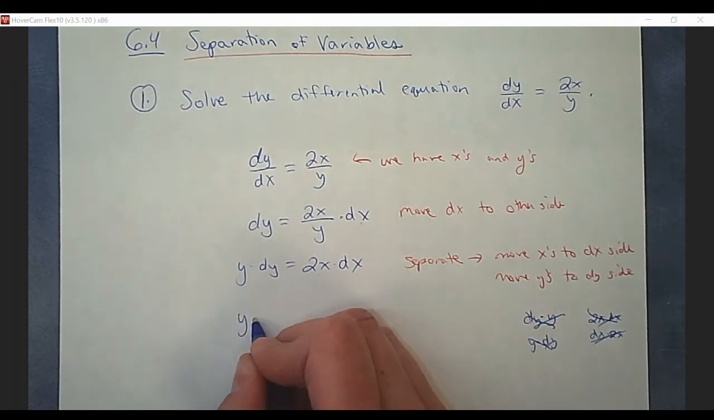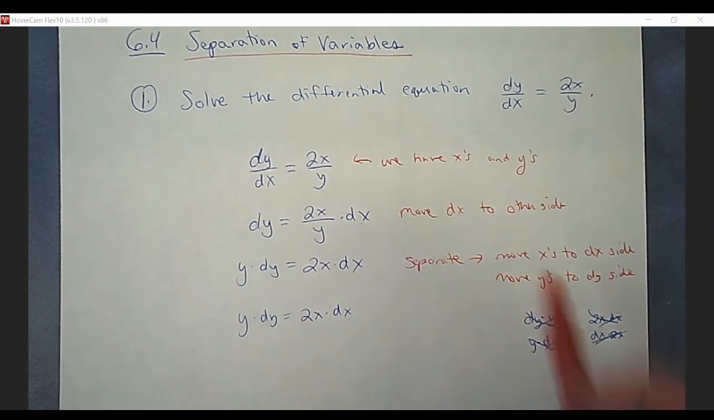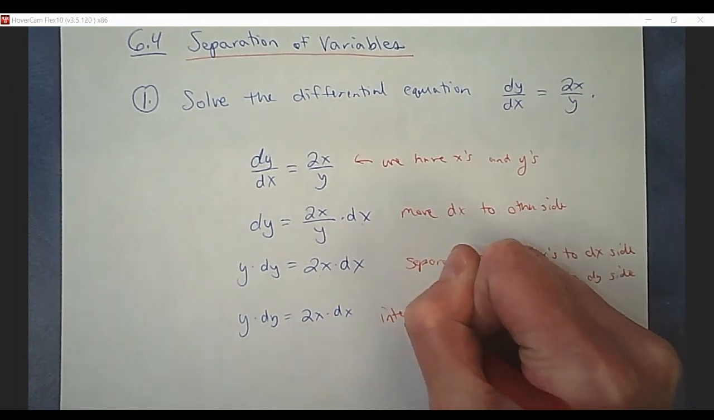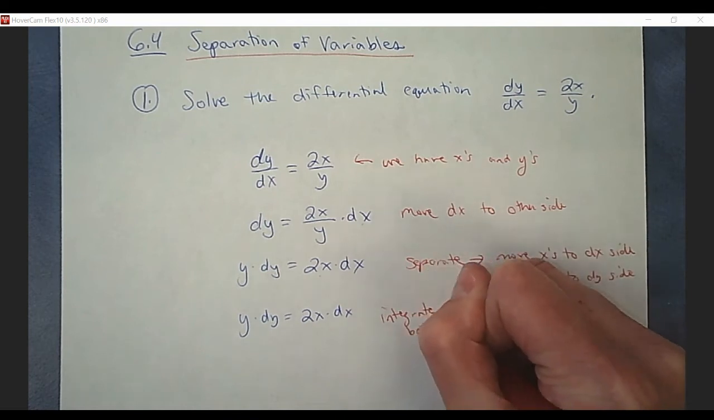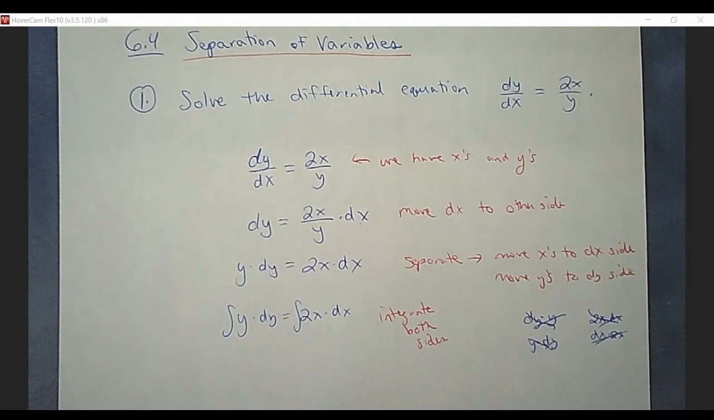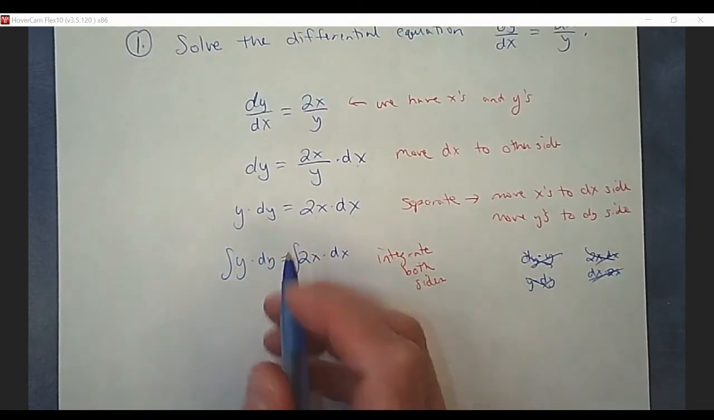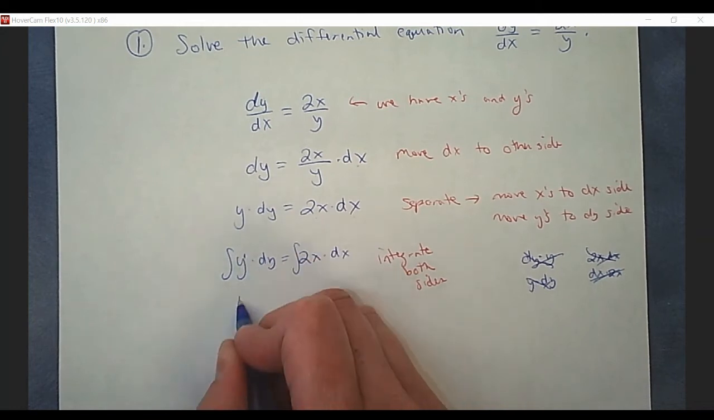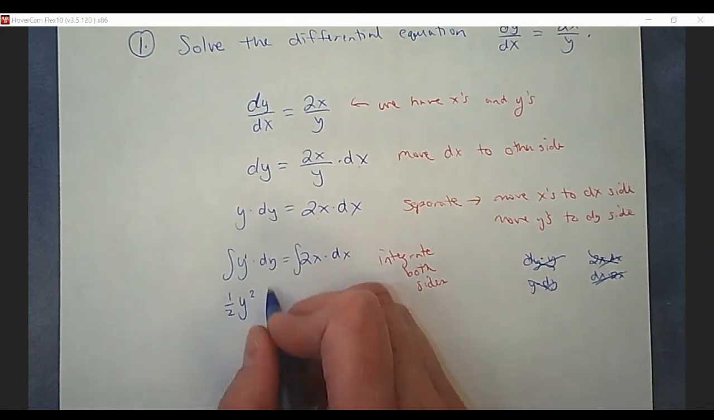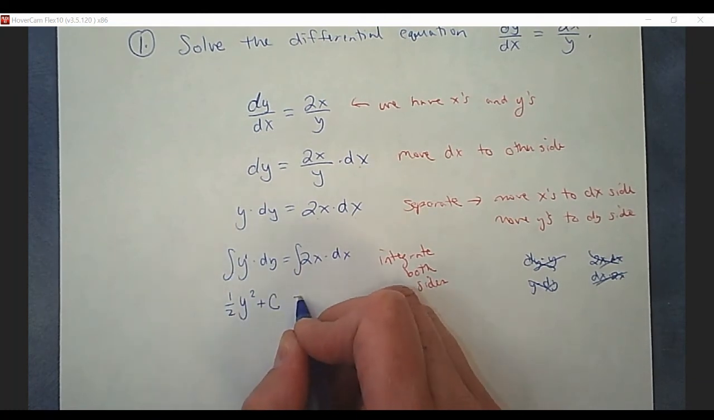Our next step, I'm going to rewrite to show the next step, is to now integrate both sides, because the overall goal here is to find the antiderivative. So we're going to integrate both sides using the indefinite integral. And the antiderivative of y, if the variable is y, we're just going to reverse the power rule. So we're going to add 1 and divide by the new exponent. And then since we're doing an indefinite integral, we need a constant. So I'm going to put a plus c there.